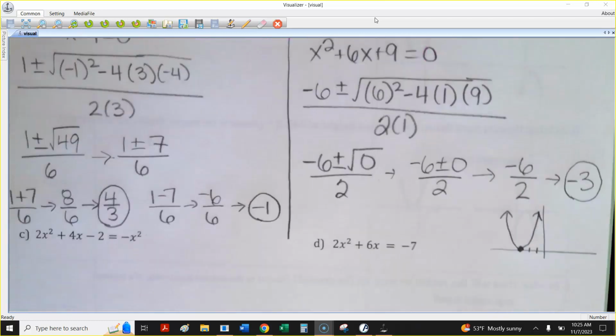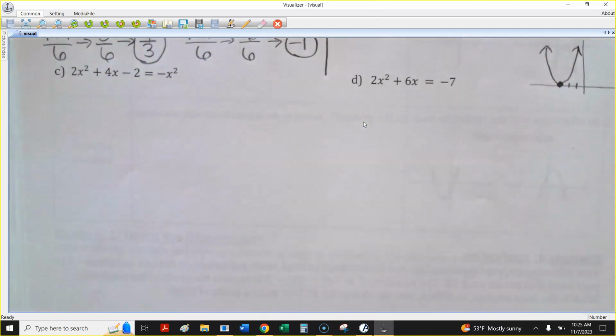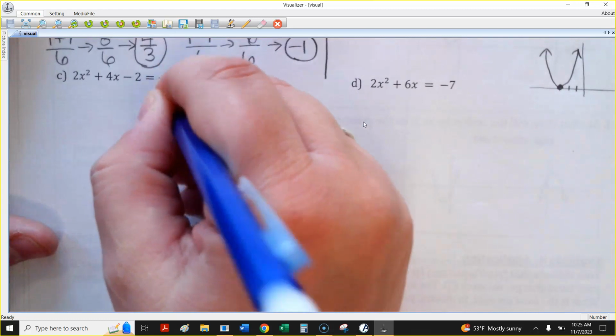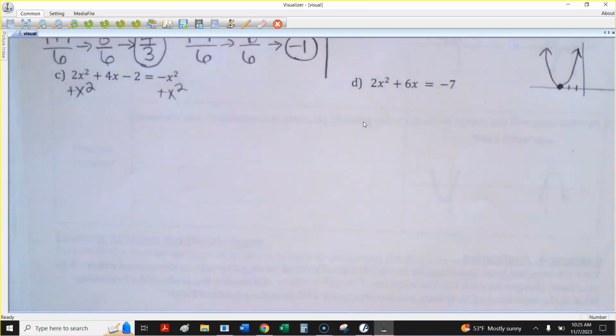Okay. Now, 2 at the bottom. Each one, like I said, is just a little bit different. So I'm going to add x squared to both sides to set this equal to 0. How many x squareds do I have if I do that?